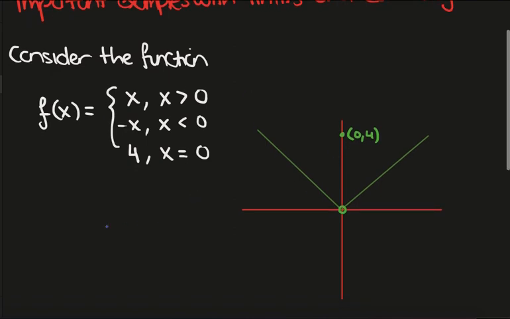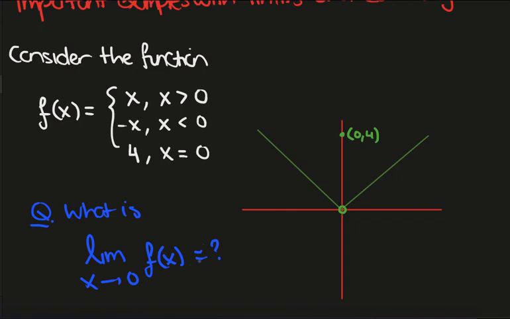So the question that I'm going to ask is, what is the limit as x tends towards 0 of f of x? So as we approach x equals 0, what does the function approach? Now, a common thing that I am seeing from students is, well, I can understand why they're doing it. They just say, oh, I know what f of 0 is. f of 0 is 4, so this limit has to be 4.